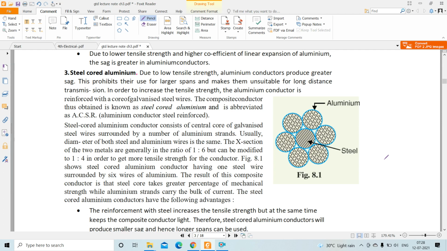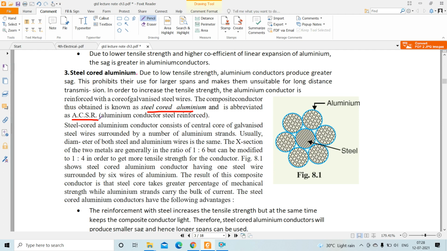Okay, so in order to increase the tensile strength, the aluminum conductor is reinforced with a core of galvanized steel wires. The composite conductor thus obtained is known as steel cored aluminum, and is abbreviated as ACSR, aluminum conductor steel reinforced.